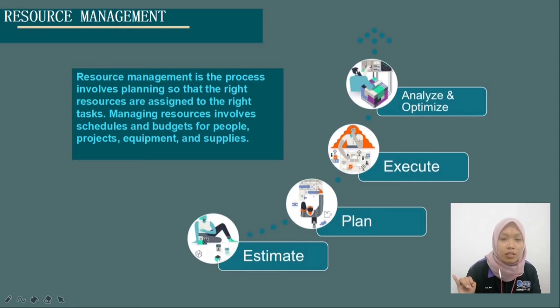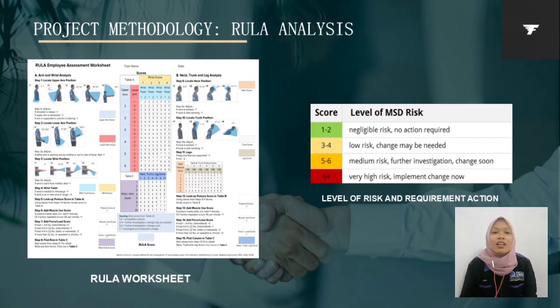Execute. In this stage, we proceed to do the project analysis. Lastly, analyze and optimize. In this stage, we analyze and optimize the things that we can improve in the next project. Okay, next I will explain to you about our project methodology.